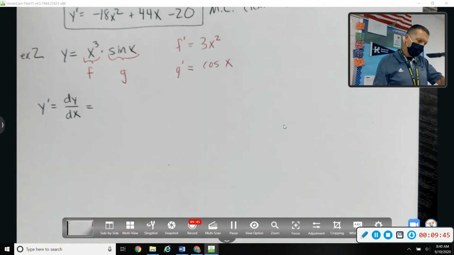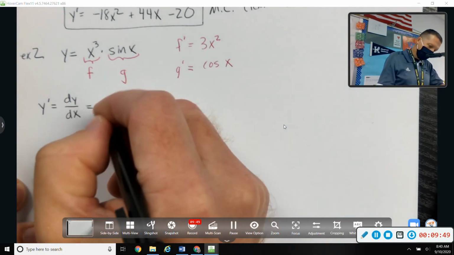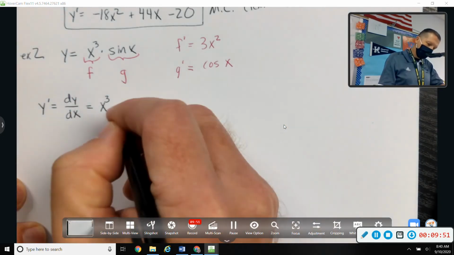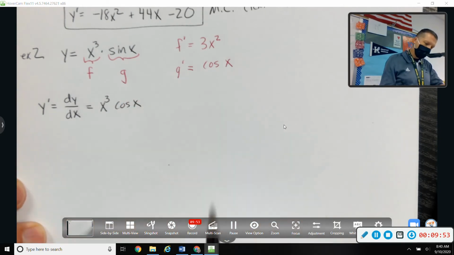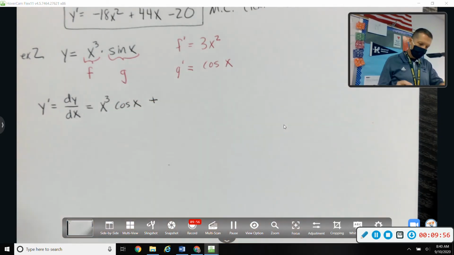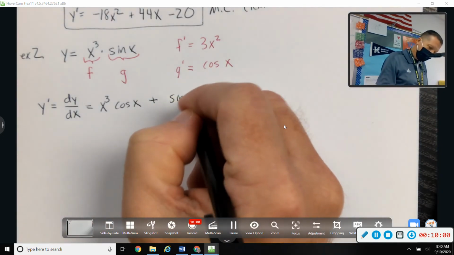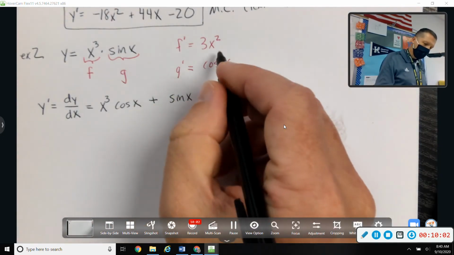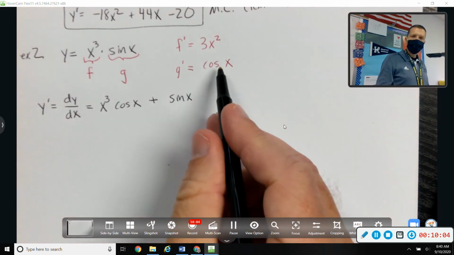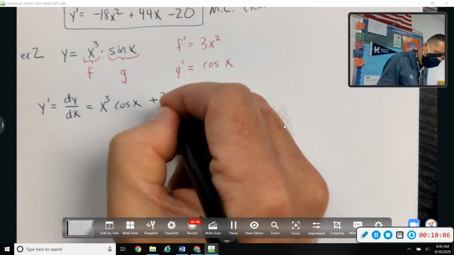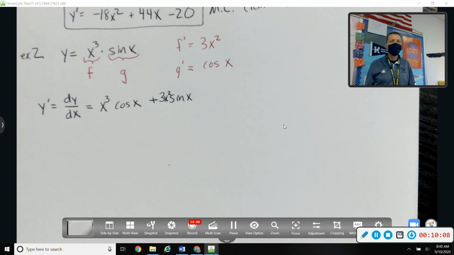All right, back to the product rule. So first times the derivative of the second. So first is x cubed. Derivative of the second is cosine x. Plus the other way around. So the second times the derivative of the first. Although that's going to look funny with 3x squared at the end, so I'm going to squeeze it in there at the beginning because I think it looks a little bit nicer.